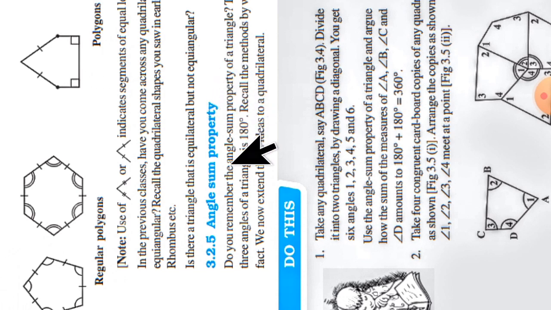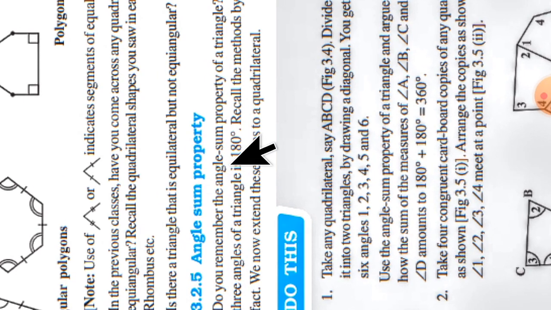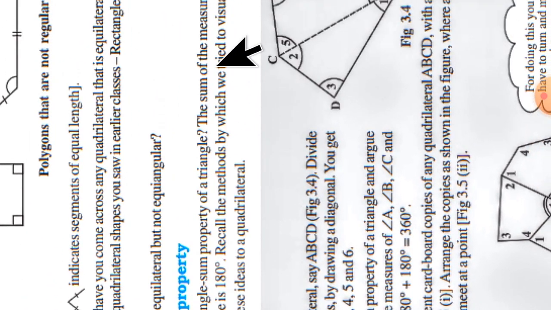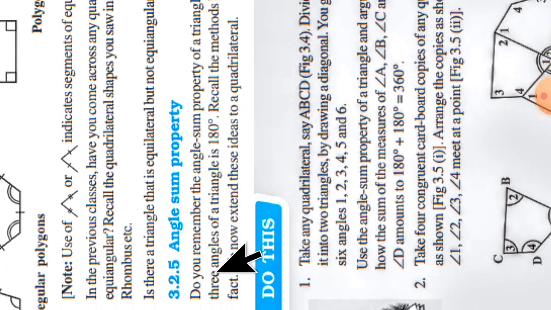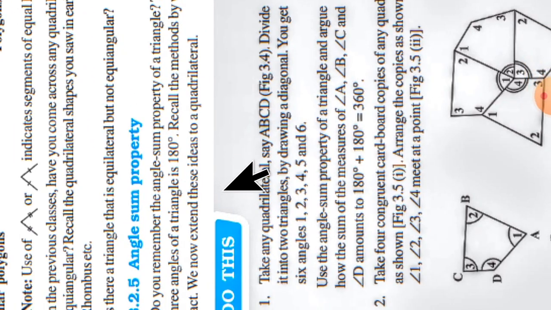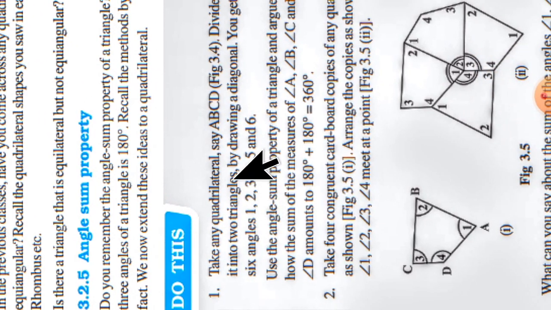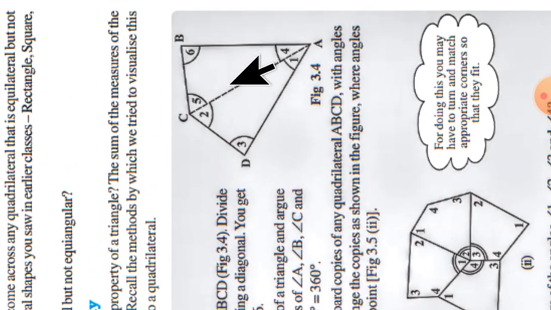Now let us see the angle sum property. Do you remember the angle sum property of the triangle? What is the angle sum property? The sum of the measures of all three angles of a triangle is 180 degrees. So let us see. Take any quadrilateral, say ABCD. Now we will join the diagonal AC. So it is divided into two triangles. This is the first triangle, this is the second triangle.